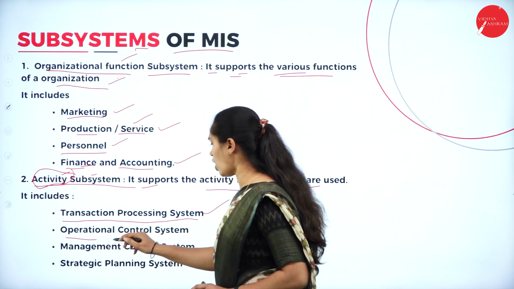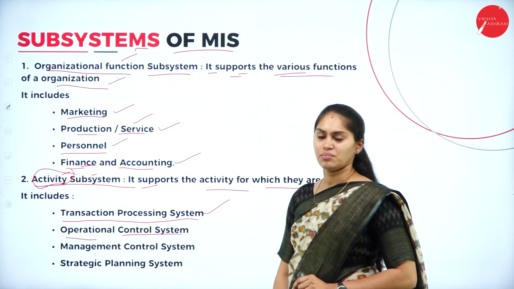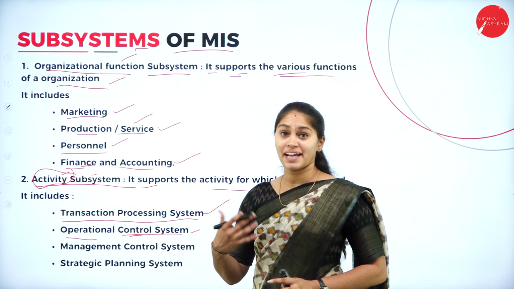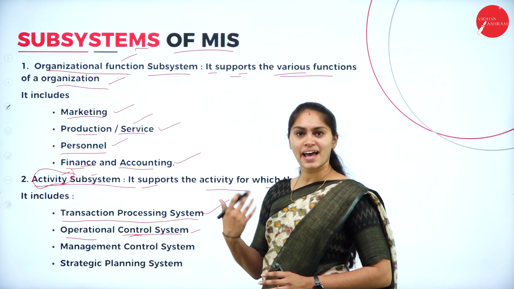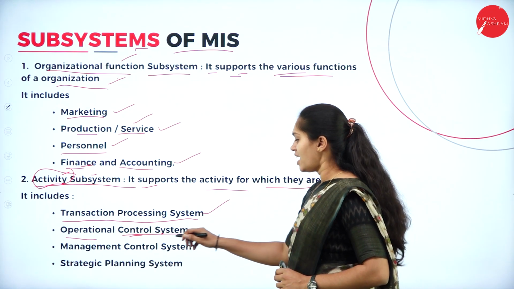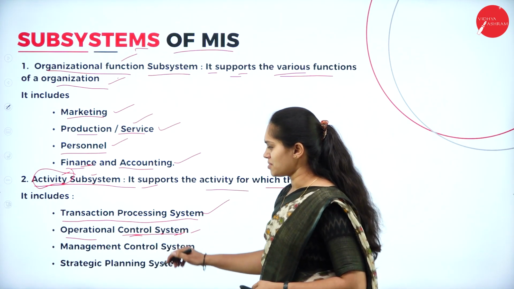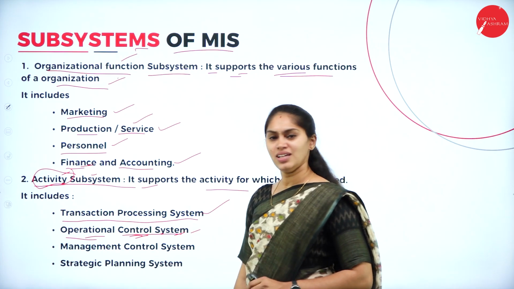So next we have an operational control system. This operational control system takes care of the scheduling of the operations, what activities need to take place and how they need to be controlled, and all the managerial things which come under this operational control system.